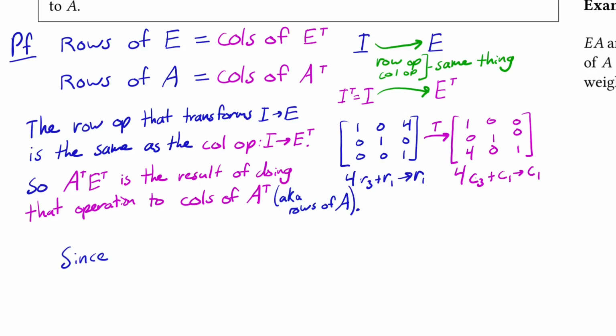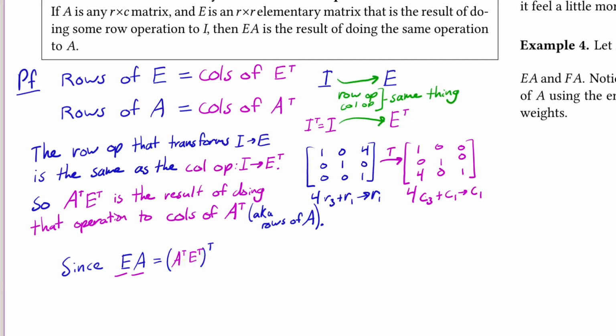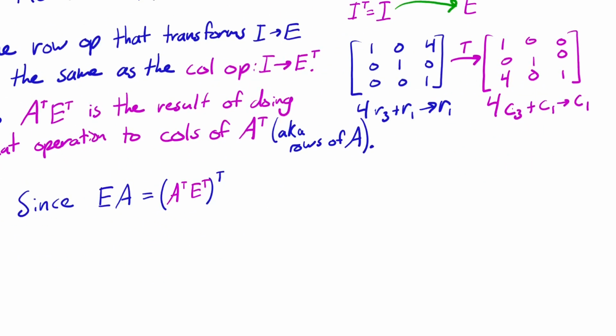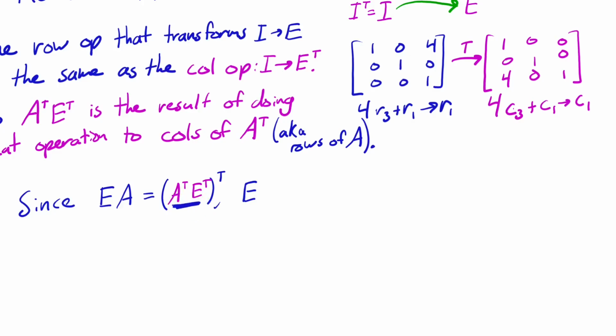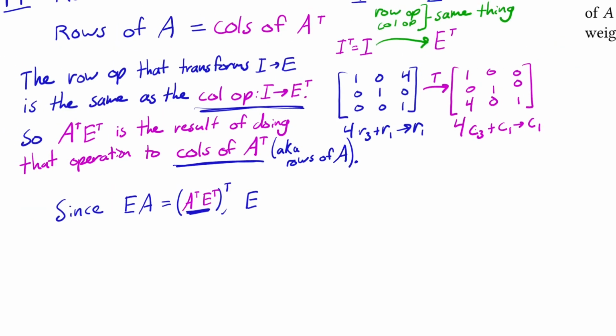Now, the trick is that E times A is the transpose of this, A transpose E transpose, because the transpose of the transpose is itself. Just when you have a product of these, it comes out in backwards order. That gives you the result. We're turning these columns that have been transformed using that column operation, we're turning them back into rows.